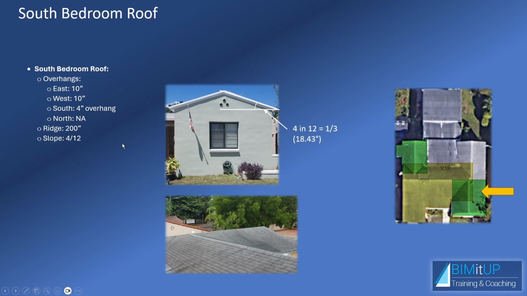The characteristics of the roof are overhangs to the east and west. You have 10 inches. The south, 4 inches of overhang, mostly just a fascia. And to the north, we have no overhang. It's going to meet the north bedroom roof. But what we do know is that the ridge is 200 inches in length. And the slope is 4 in 12, like we already mentioned. So let's start to build this roof.